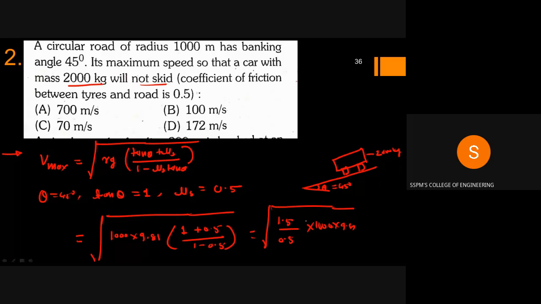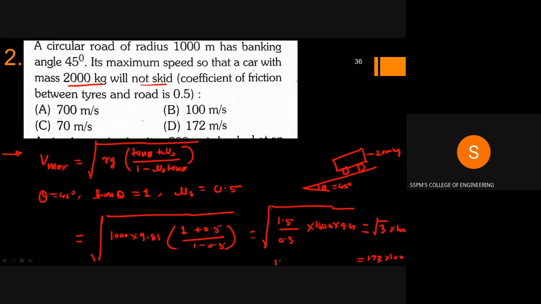Okay, so you can simplify this equation. Once you simplify this equation, you will get square root 3 into 100, and this is 1.73. So your answer is 173 or 172. So your correct option is option D.